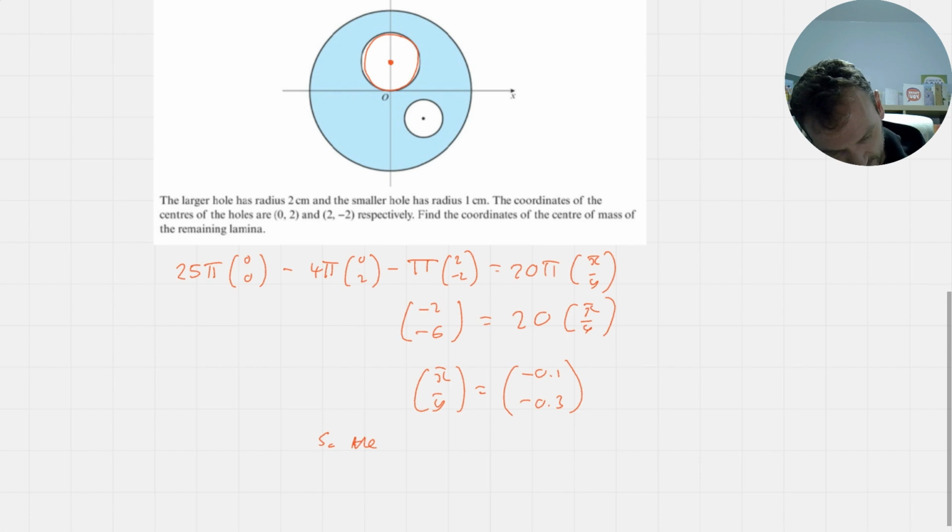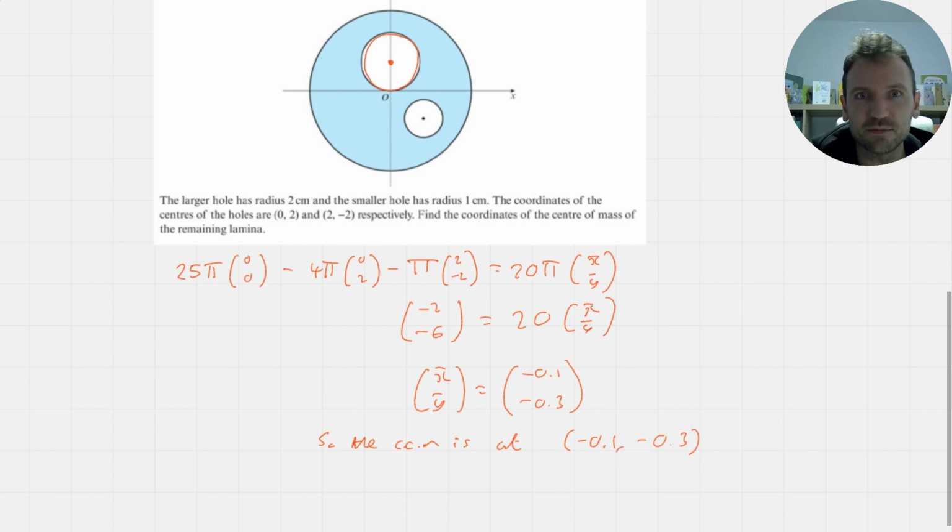Now, we're asked for coordinates of the centre of mass, so don't give your answers as vectors. So the centre of mass is at, I'm making sure I'm stating them as coordinates. I don't want to give them any reason to take marks off me there. And there's my final answer.